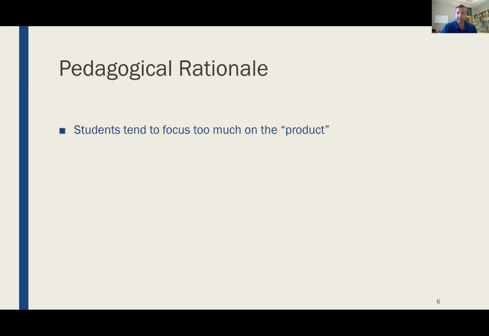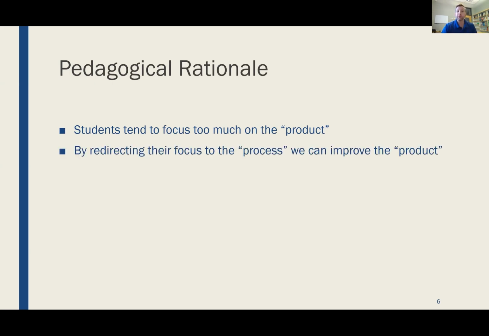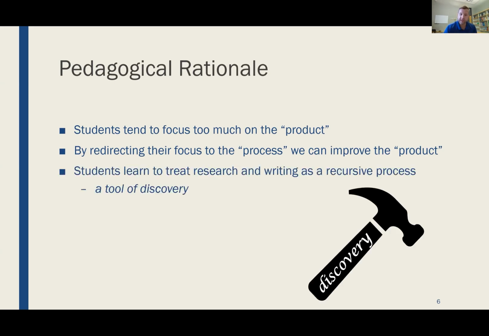So, as I said, why we do it this way: they focus too much on the product. By redirecting their focus to the process, we end up improving the final product. And so they learn to teach research and writing as a recursive process, kind of a tool of discovery, that it's not a linear thing. You start the paper, you finish the paper. That research itself is a learning experience. And this is how most economists actually operate in our own research.